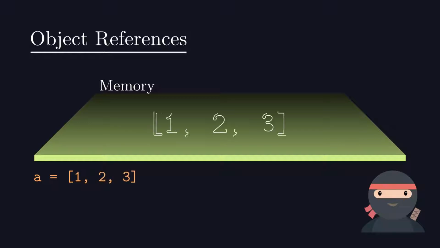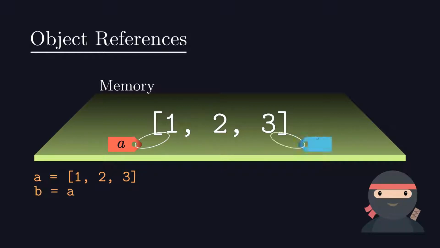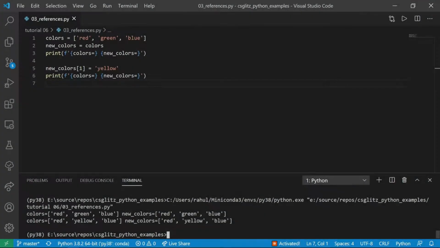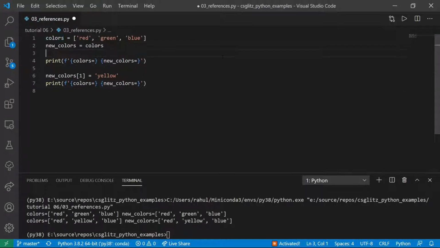Now, let's take the example of lists. After executing b equals a, b will also point to the same object. Unlike strings, lists are mutable. So, when we try to modify b, it will modify the object. Since they both share the object, a will also be modified. Back to our program, this is the reason when we change new colors, the element of color is automatically changed.